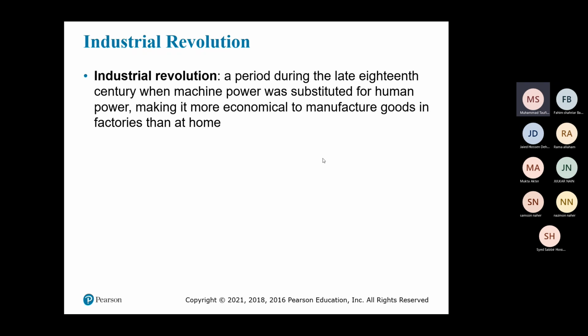Like I said before, the industrial revolution is the era where people start to use machine power to replace human power. When we start to replace human power with machine power, we are able to produce more and more goods. That's why at this time, people start to build factories.